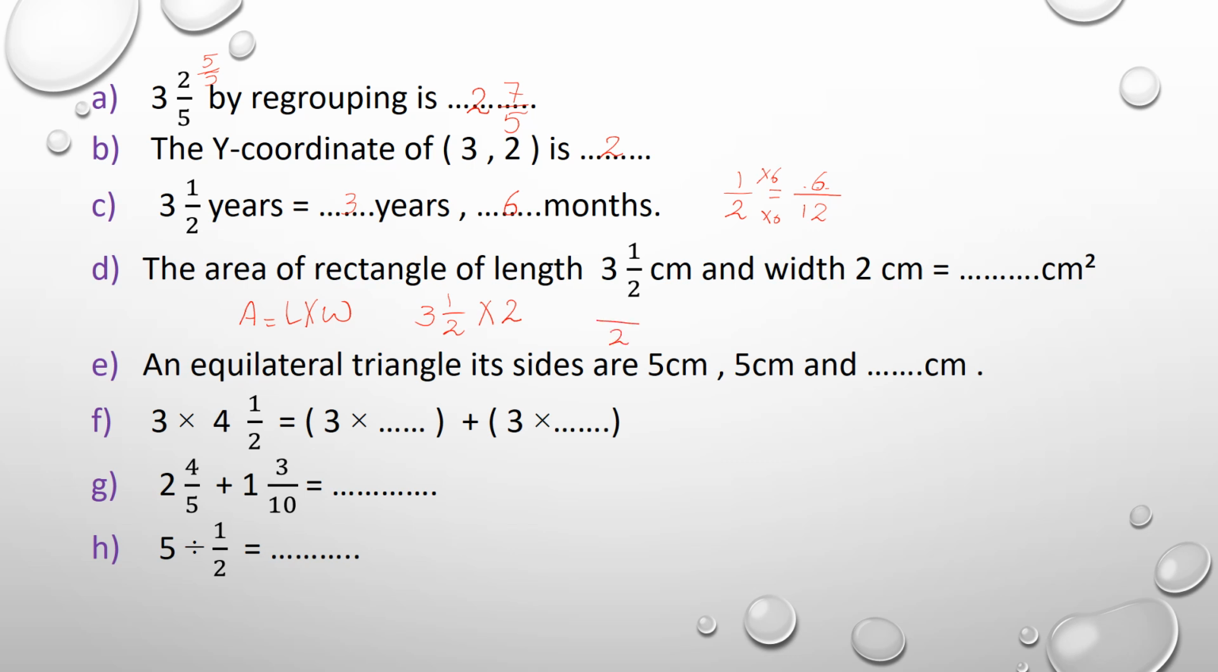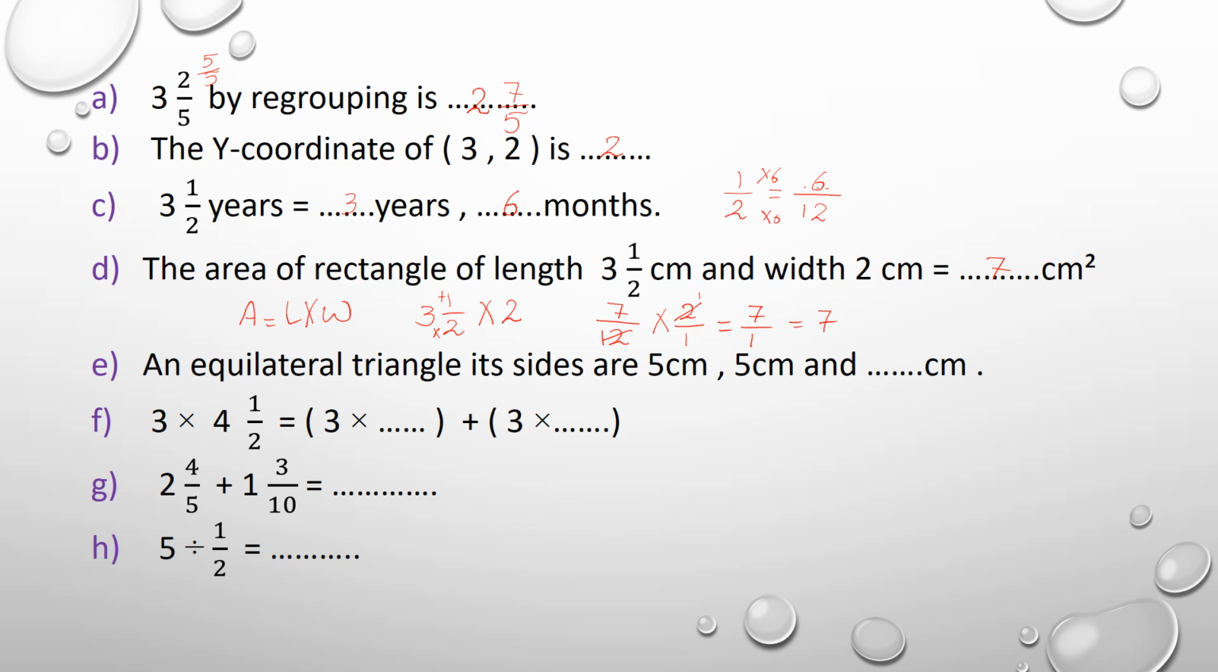2 times 3 is 6, plus 1, 7. And 2, I'm going to write it as 2 over 1. Cross out 2 by 2. 7 over 1 equals 7 centimeters squared.